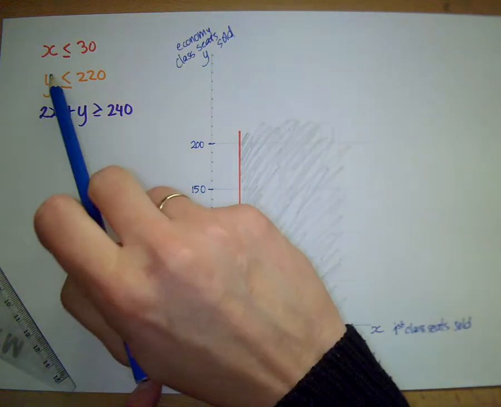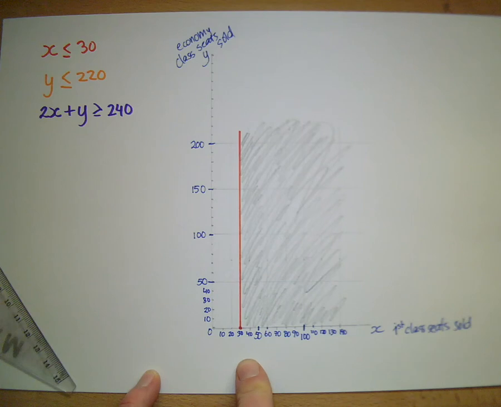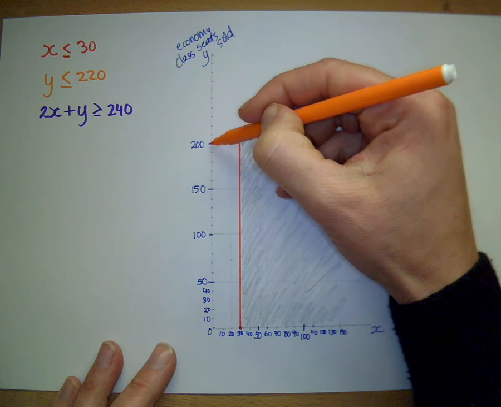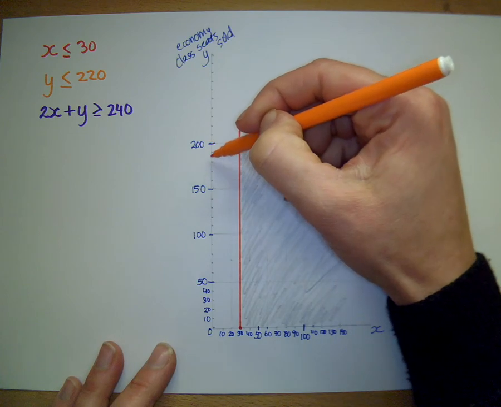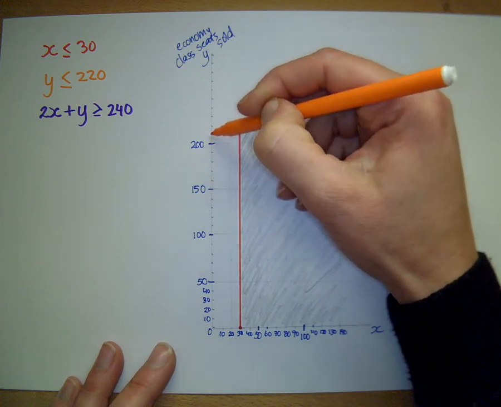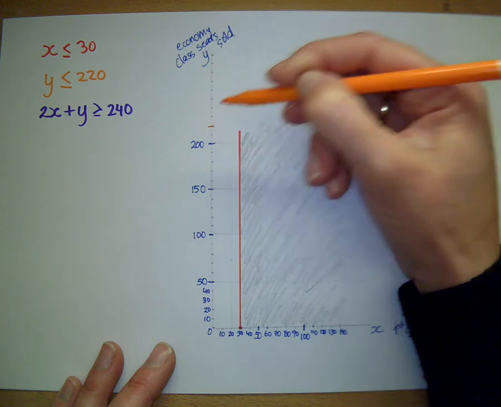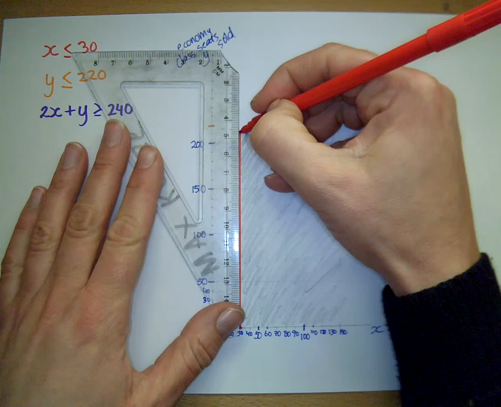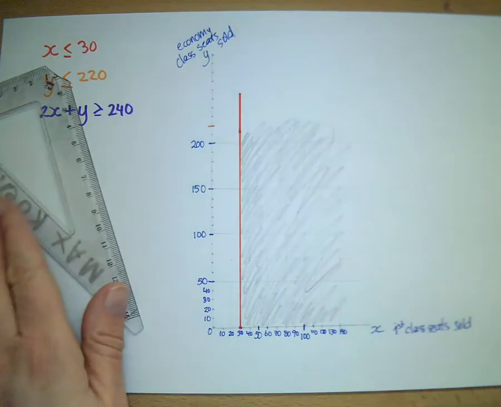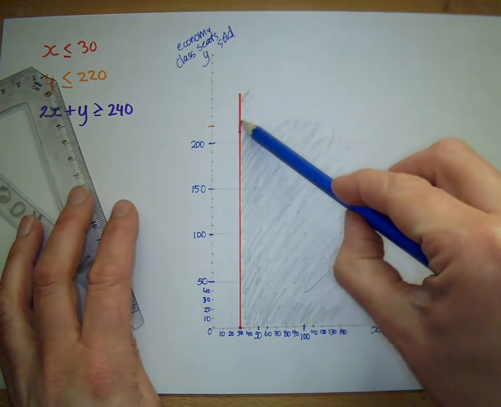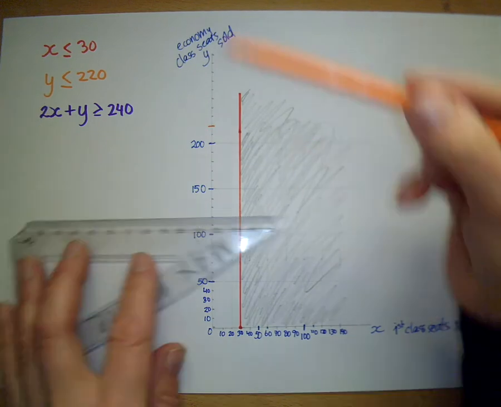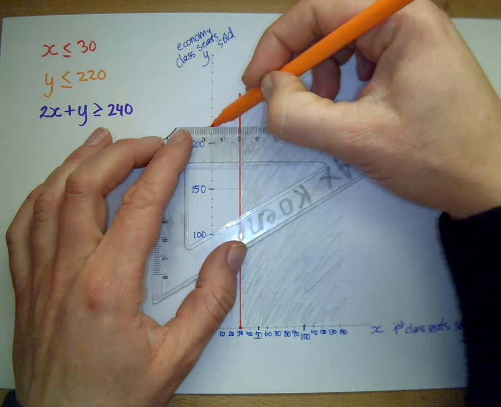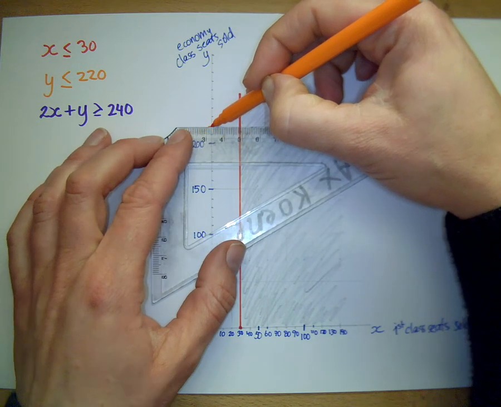That's okay. Let's do the orange one. Y has to be smaller than or equal to 220. So this is 200. Every line is worth 10. So 210, 220. I'm going to use a little more of that there. Voilà. So the line representing all the points where y equals 220 would be right here.